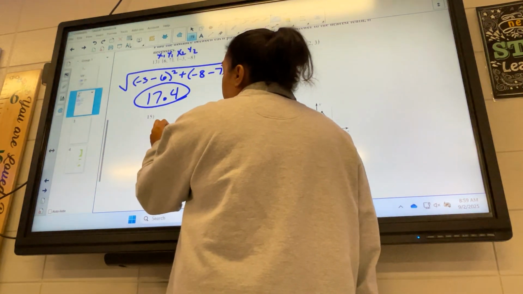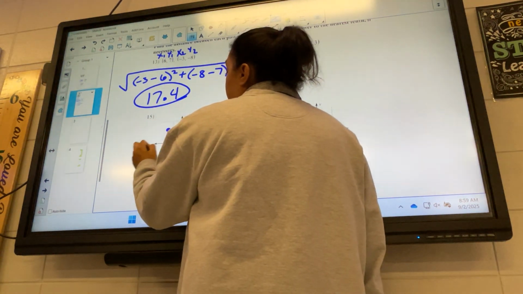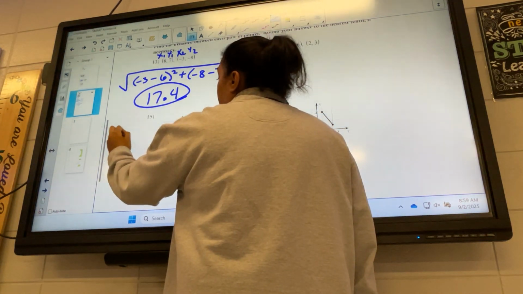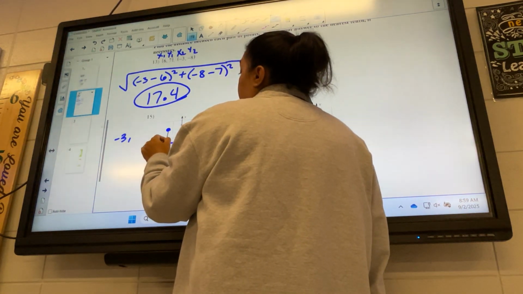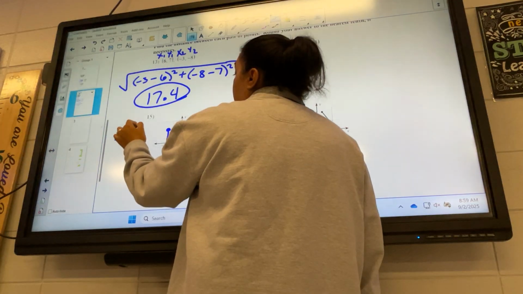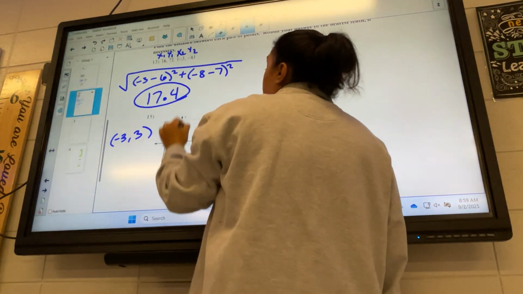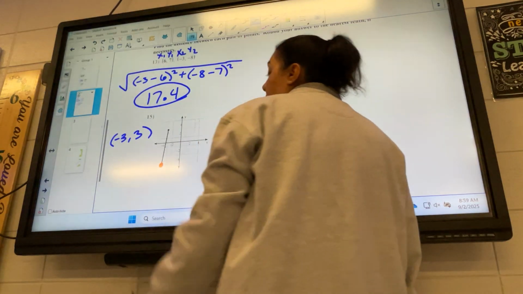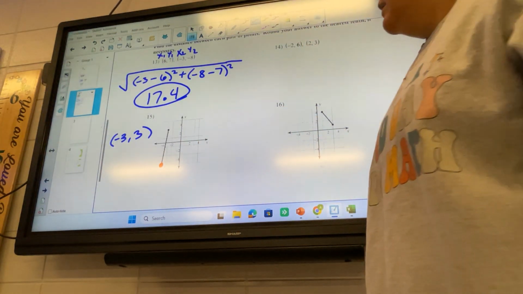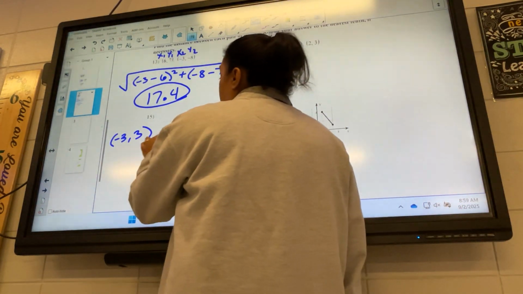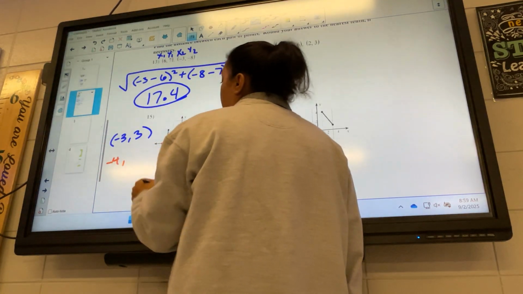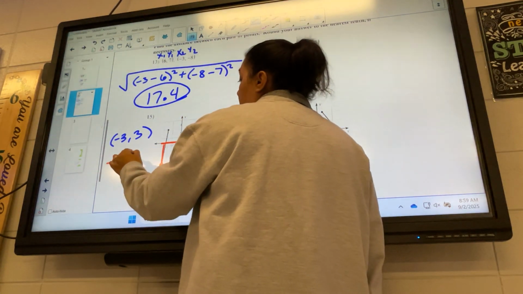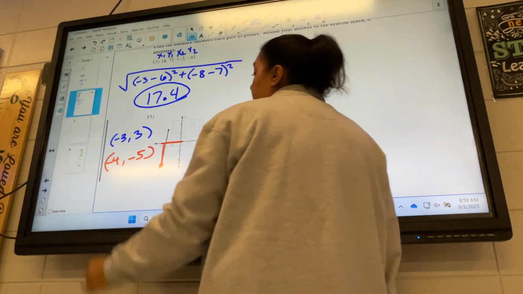I'm trying to get to this one first. Left 3, so -3. And then up or down? Up 3. So that one's gonna be -3, positive 3. On this one, are we going left or right? Left, how many? So -4, up or down? Down 5, so it's gonna be -5.